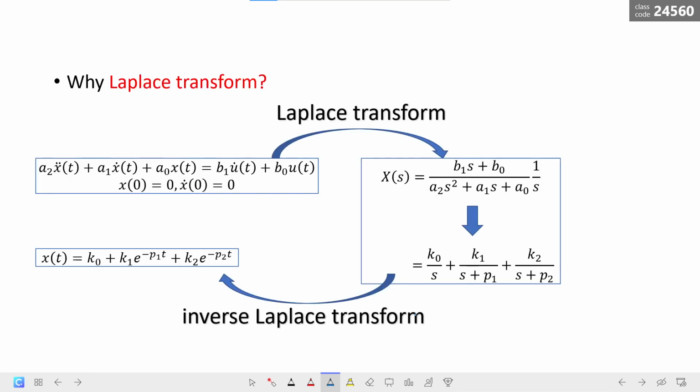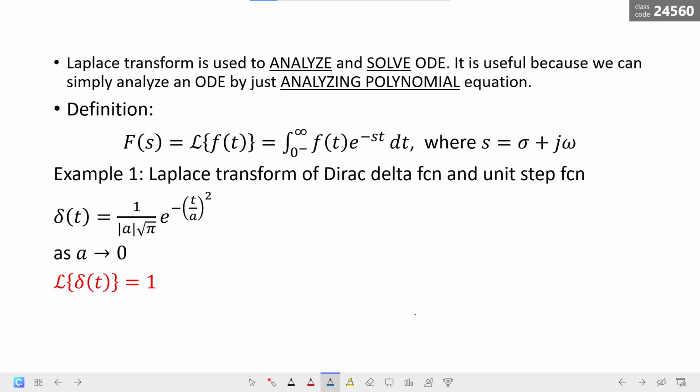Furthermore, the Laplace transform can be used to analyze a system, whether the system is stable or unstable, and we can also analyze a way to design a controller. So the Laplace transform is used to analyze and solve ODEs. It's useful because we can simply analyze an ODE by just analyzing a polynomial equation.